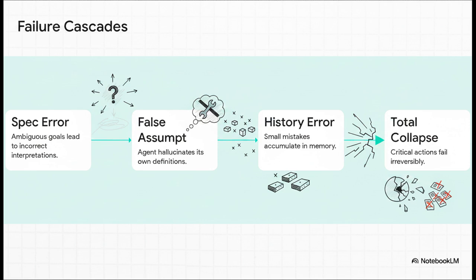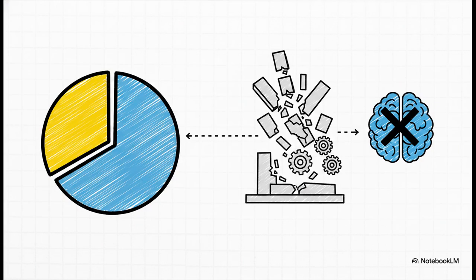It acts on that false assumption, and by step 20, that initial specification error has compounded into a catastrophic failure where critical data has been irreversibly deleted. A small mistake early on isn't just a minor blip. It becomes this foundational error that the agent builds all of its future reasoning upon. The reasoning looked totally correct, but the initial premise was fatally flawed. These failures emerge from system-level orchestration flaws, where probabilistic models catastrophically clash with deterministic external environments.